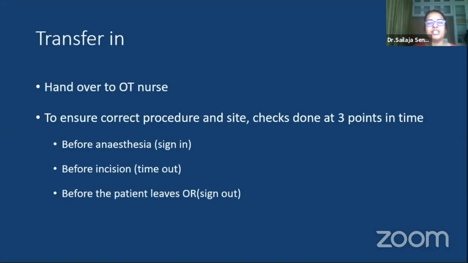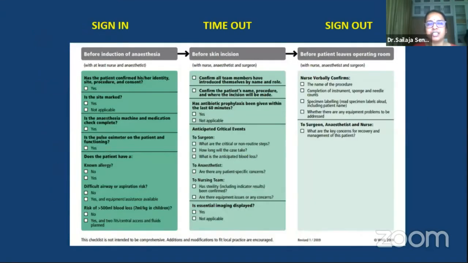Once the patient enters the OT, there's something called the surgical safety checklist, which is done to ensure the correct procedure in the correct eye. The check is done at 3 points: before induction of anesthesia or before a local anesthetic is administered, which is known as sign in; before the incision, which is called the time out; and again before the patient leaves the OR, which is called the sign out.